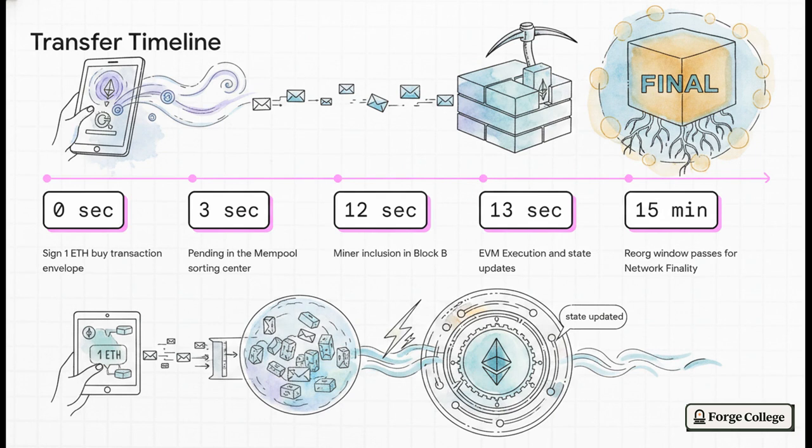At 12 seconds, a validator selects it for inclusion in block B. Almost instantly, at 13 seconds, the EVM executes it and the state updates. Your tokens are credited. But you aren't totally done yet. It can take about 15 minutes for the reorg window to pass, giving you true rock-solid network finality.